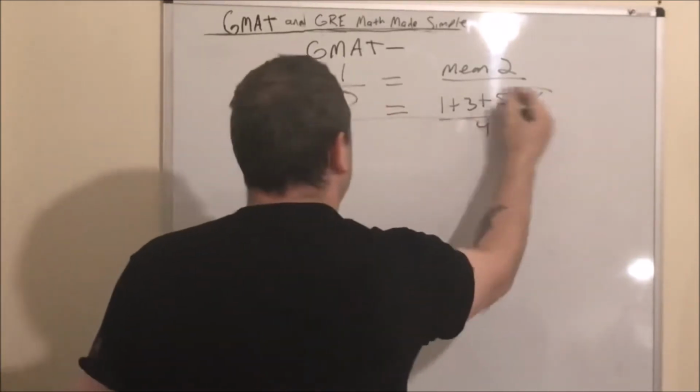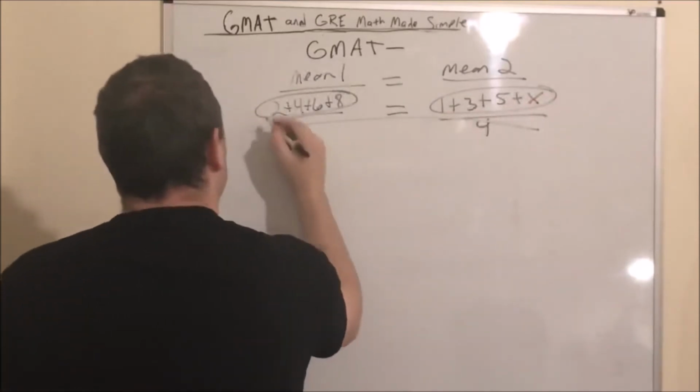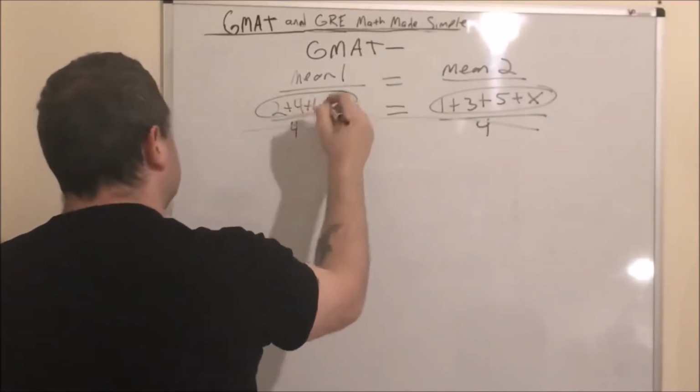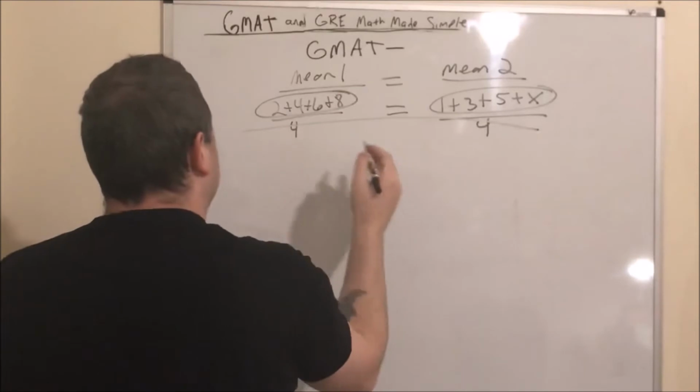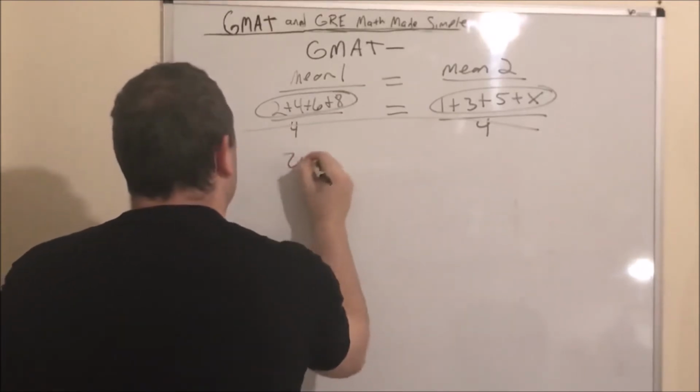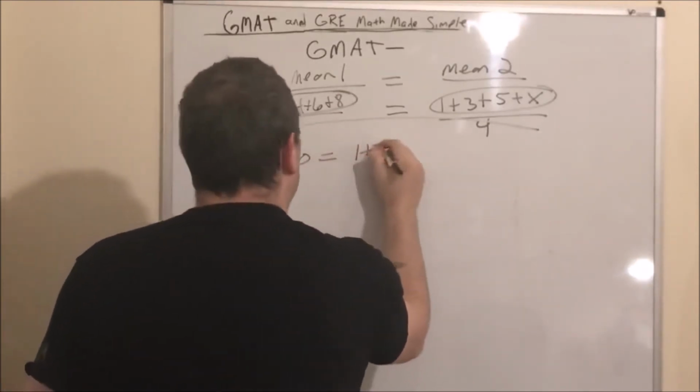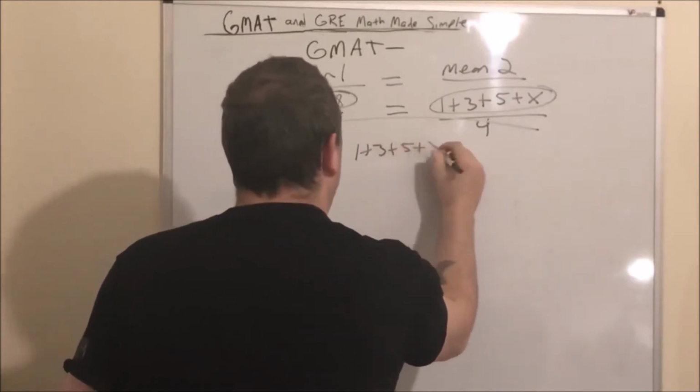This equals, and then what this needs to equal. So we have 2 plus 4 is 6, plus 6 is 12, plus 8 is 20. So 20 equals 1 plus 3 plus 5 plus x.